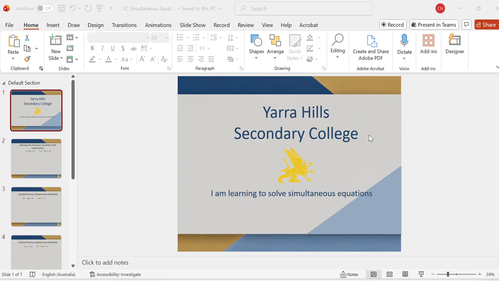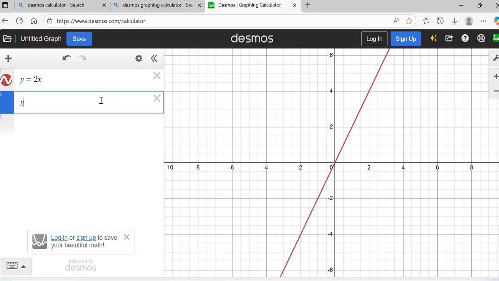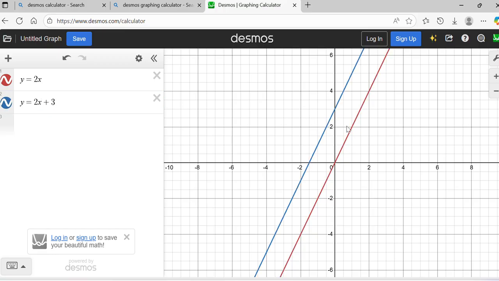So we are going to be learning about solving simultaneous equations. Before we get started on understanding what simultaneous equations are, I've just got Desmos up to show us. If I put two lines here, y = 2x plus 3, at the moment we can see that they are parallel and they are not going to cross.